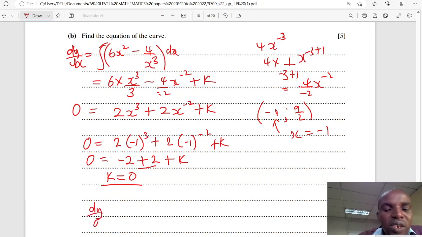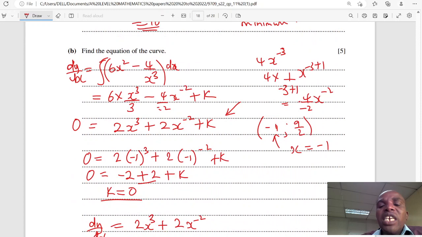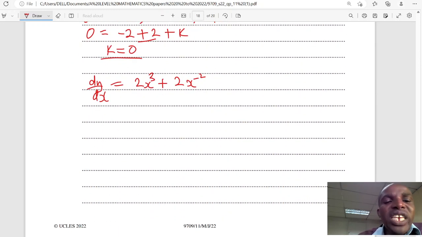So your dy over dx is equal to this fellow here. So it will be 2x cubed, then plus 2x to the power minus 2, then plus 0. So your k is 0. But you have to find the equation of the curve. That will be your y. So to find the equation of the curve, you can integrate also this part. You get your y, right? So integrate dy dx, you get your y. The same as dy is equal to 2x cubed plus 2x to the power minus 2 dx, right? It's the same as something like this.